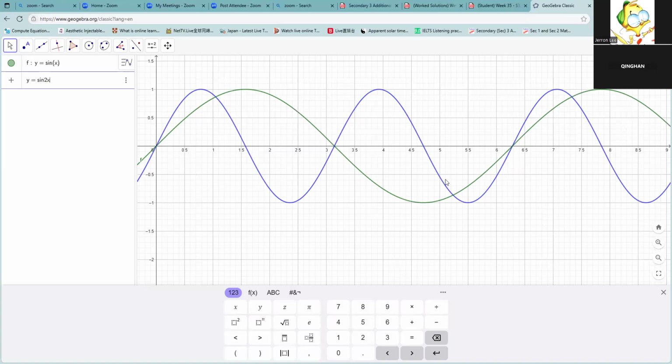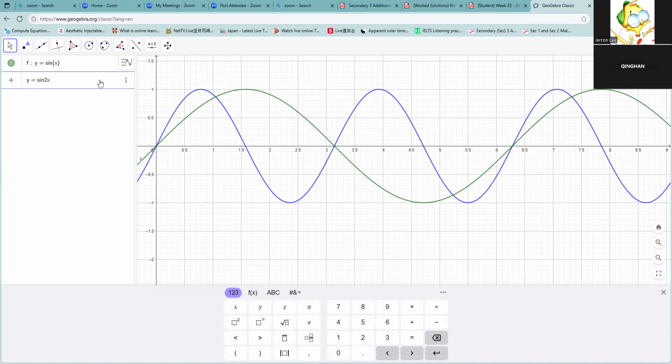Now, why is it like that? It's because I've increased the frequency. That means I've increased the x to 2x. So by increasing x to 2x, what happened? The frequency actually increases. You notice, within this period from 0 to 6.28, I am expecting only 1 cycle. However, by making it 2x, I have now got 2 cycles.